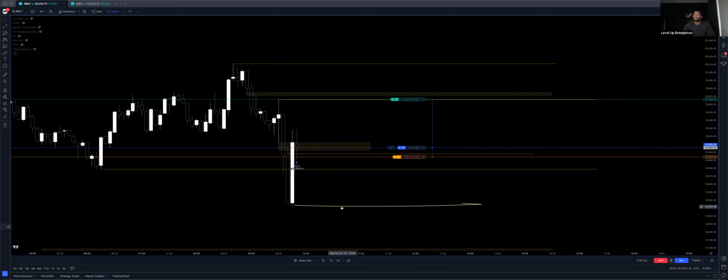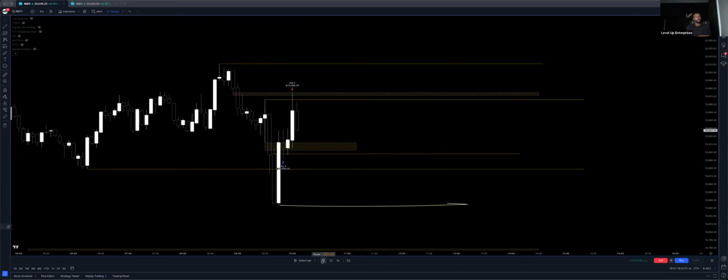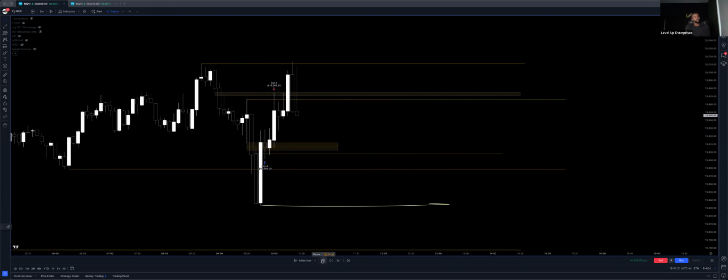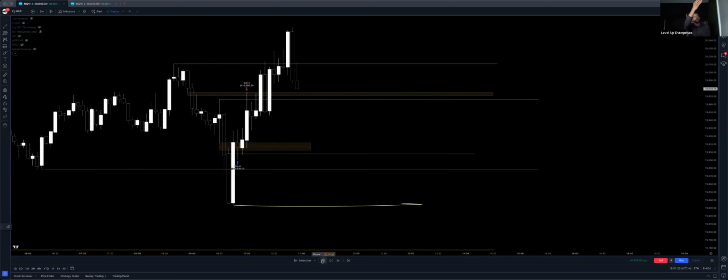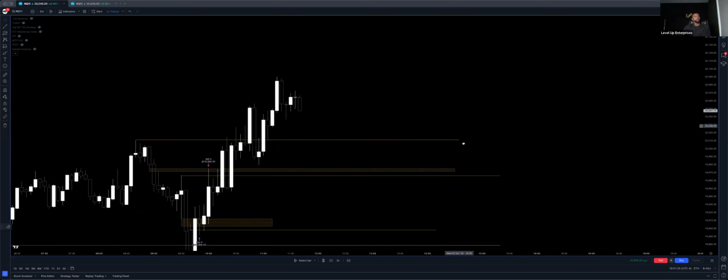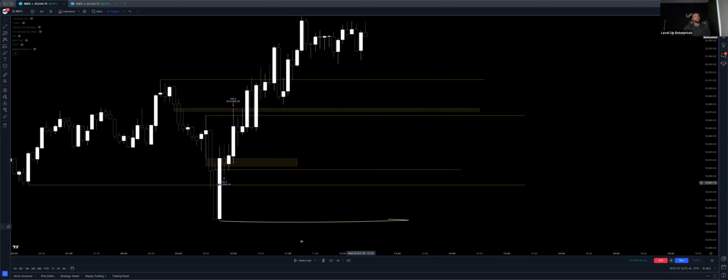You really got to be careful with that. Not saying that this model is going to work 100% of the time, but I can guarantee you one thing: it will print you money. I know that for a fact. And where does it go? Right to our target. Our target continues, and then price just expands the entire rest of the day.